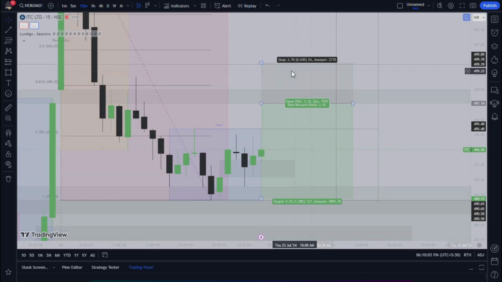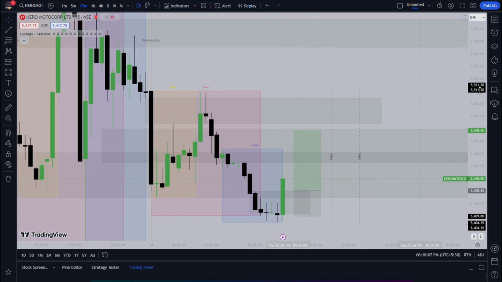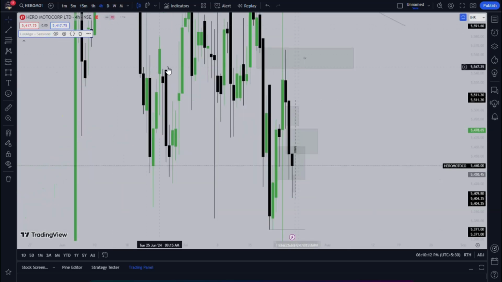And at the end we have Hero MotoCorp. Now Hero MotoCorp, what we're gonna do is I'll just show you guys. I'll just turn it off. I'll just go to the 4-hour time frame and I'll show you the bigger picture.